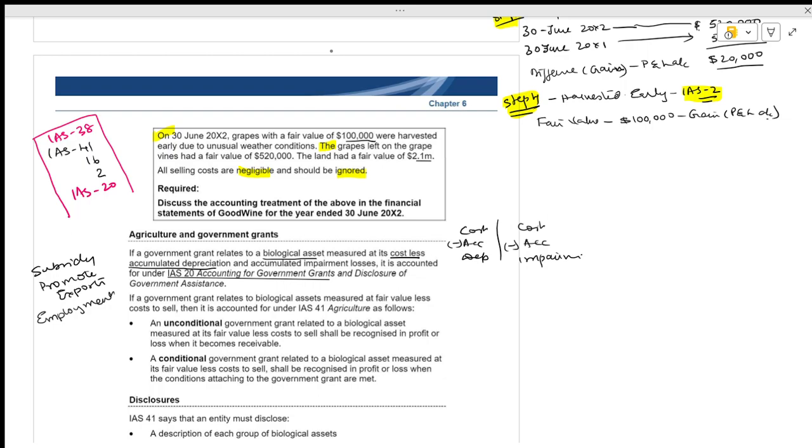If the government grant is related to biological assets and is measured at fair value less cost to sell, then it is accounted under IAS 41. If a government grant related to biological assets is measured at cost less depreciation, it is accounted under IAS 20.